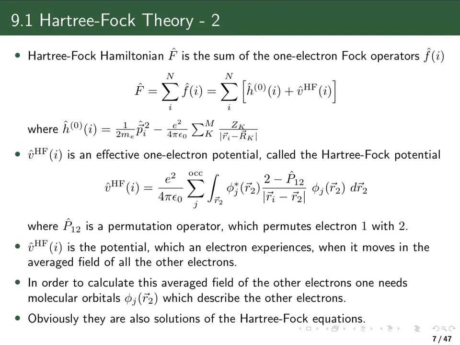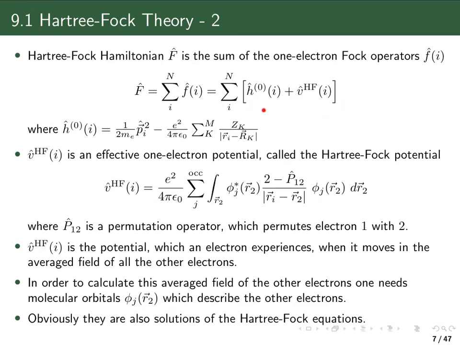We want now to define a new operator, which I want to call the Hartree-Fock Hamiltonian, which clearly has to be distinguished from the electronic Hamiltonian, H. And this Hartree-Fock Hamiltonian is just the sum of all the Fock operators for all the electrons. Here we have implicitly defined also what the Fock operator is.